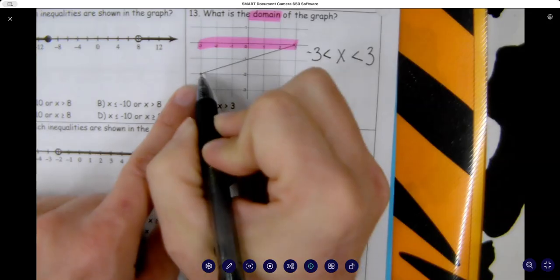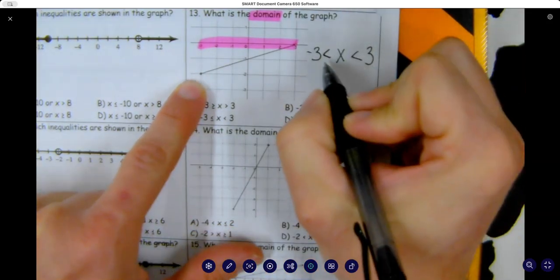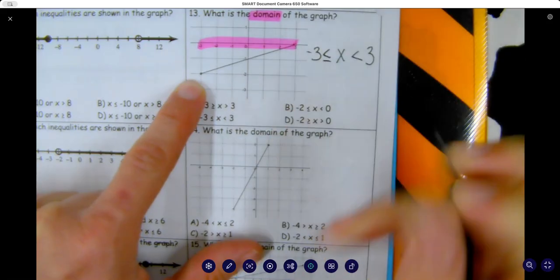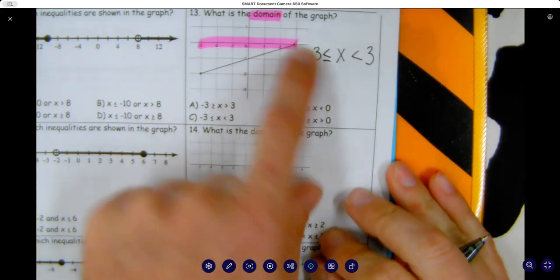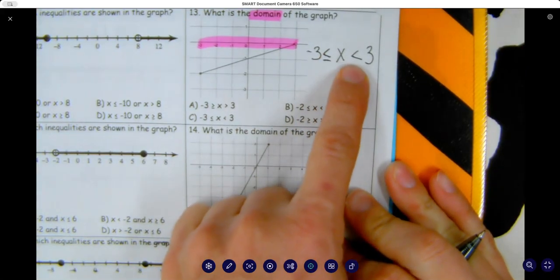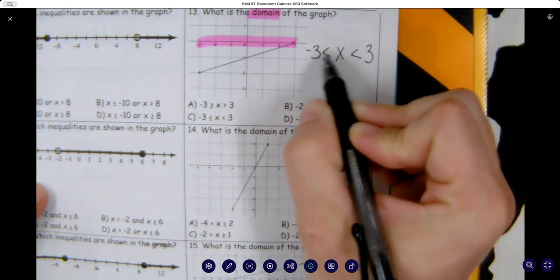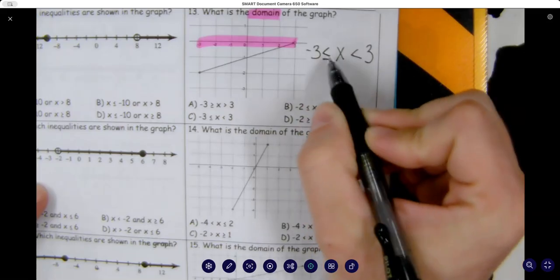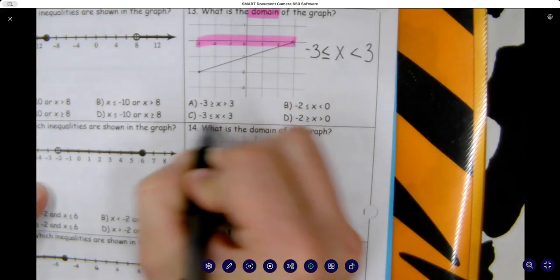Now, it's greater than -3, but it's got a closed dot. So that means it's or equal to. So it can be -3. So greater than or equal to -3. For a +3, it's an open dot, so it can't be +3. So it's going to be less than +3, but not including +3. So x is greater than or equal to -3, and x is less than 3. That is C.